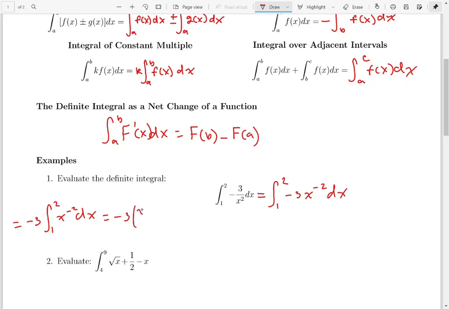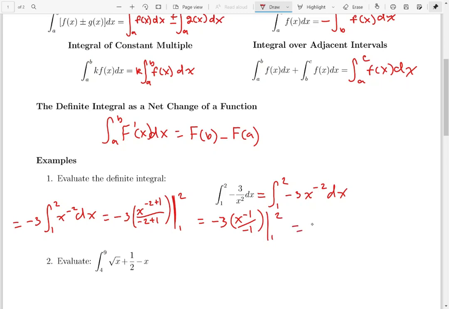But remember that that's going to be x to the negative second plus 1, divided by negative 2 plus 1. But then with that other notation, we're going to have to plug in those limits of integration, so from 1 to 2. And so then this is what? This is negative 3 times x to the negative second plus 1, which is x to the negative first, divided by negative 1, limits of integration from 1 to 2.